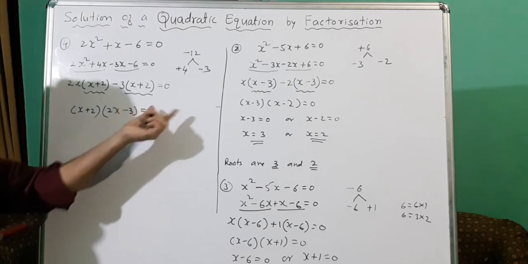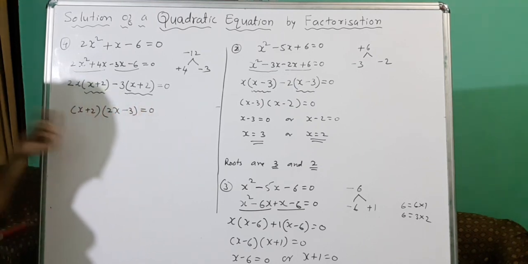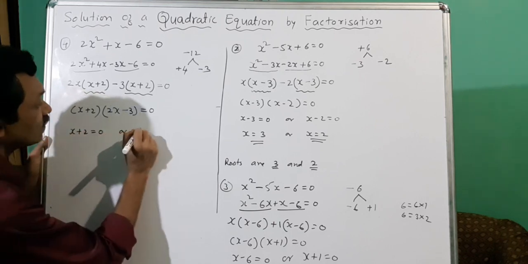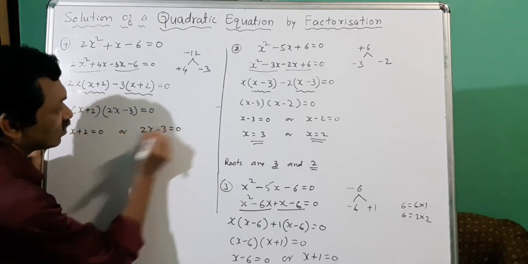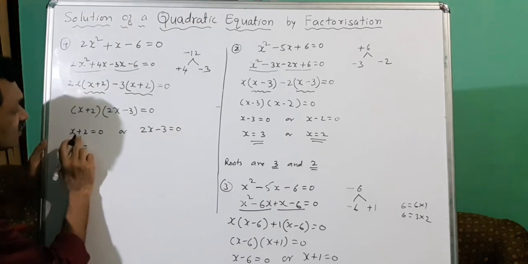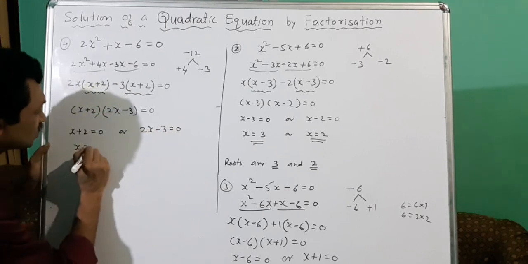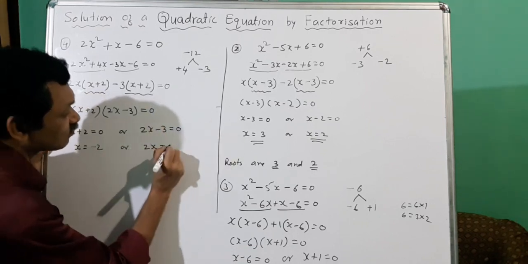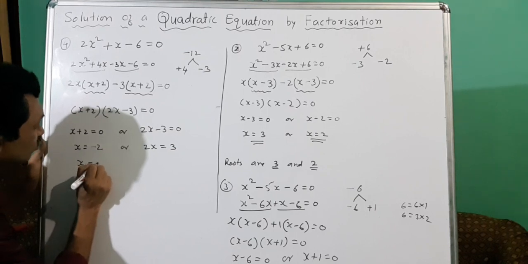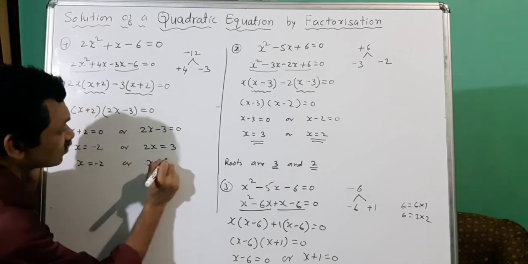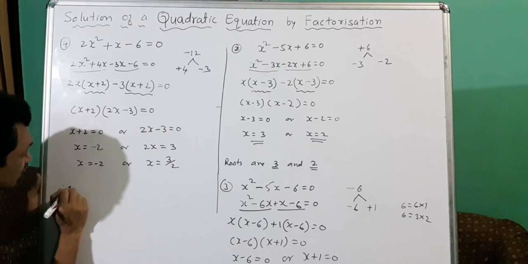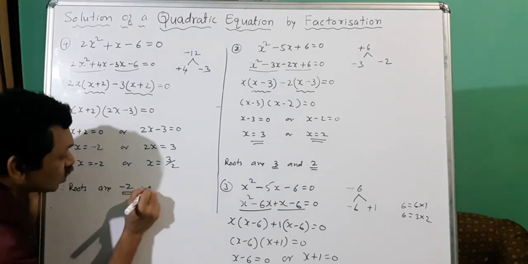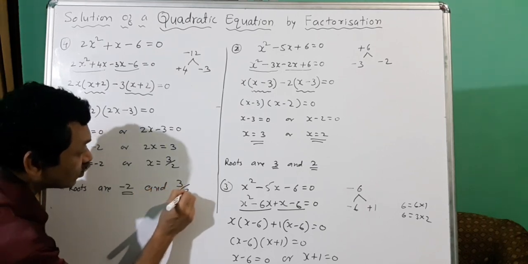And when the product of two brackets is 0, that means either the first bracket is equal to 0 or the second bracket is equal to 0. And therefore x is equal to, this plus 2 goes to the other side as 0 minus 2, which is minus 2, or in 2x, when 3 goes to the other side it becomes plus 3. Therefore x is equal to minus 2 or x is equal to 3 upon 2. And therefore the answer, the roots, are minus 2 and 3 upon 2.